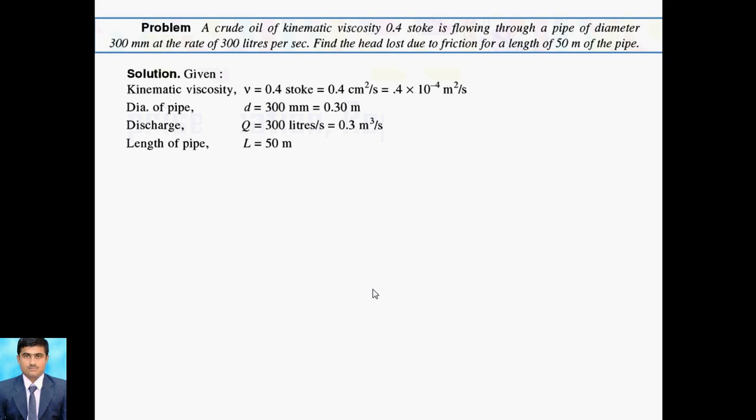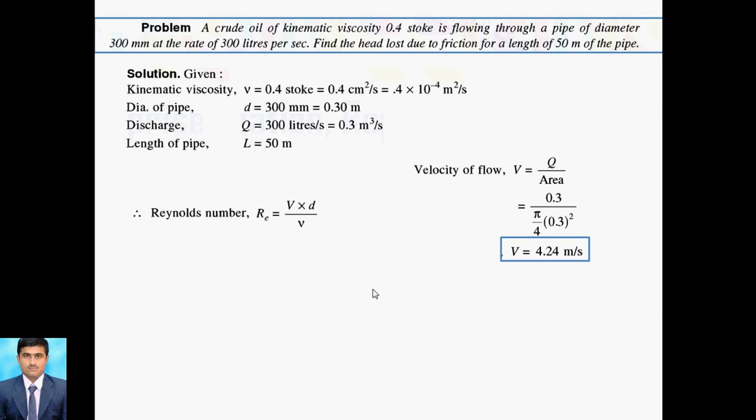Diameter of pipe is 300 mm, that is 0.3 meter. Discharge is 300 liter per second, so we can take 0.3 meter cube per second. Then length of pipe is 50 meter. Then velocity is equal to Q upon area, where Q is 0.3 meter cube per second and area is π/4 d², with d being 0.3. After that we get the value of V, that is 4.24.